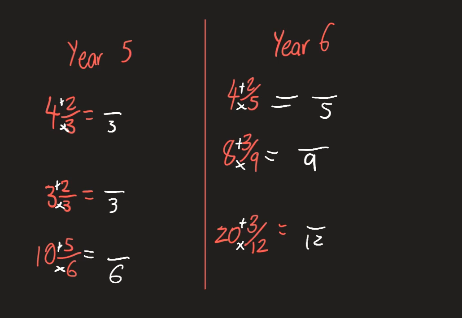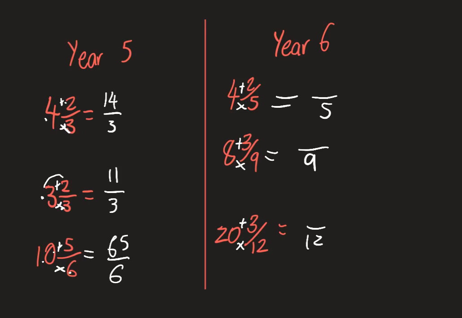Okay. So 4 times 3 is 12. 12 plus 2 is 14. The answer is 14 over 3. 3 times 3 here is 9. 9 plus 2 is 11. The answer is 11 over 3. This one, 6 times 10 is 60, plus 5 here is 65 over 5.